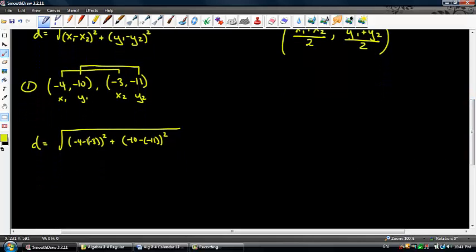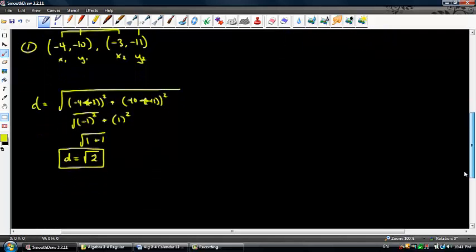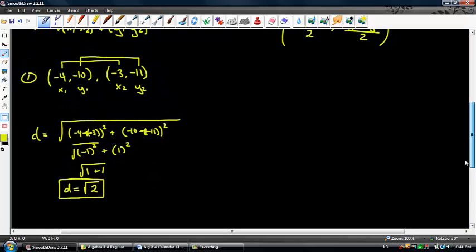We plugged, and now it's time to chug. -4 plus 3 is -1 squared, plus -10 plus 11 is 1 squared. So -1 squared is 1 plus 1, that is 2, and don't forget, the entire time in this problem we were taking the square root of that number. So my distance between those 2 points is the square root of 2. Right? Shouldn't be that hard. The distance formula shouldn't be too much of a bear for you guys.